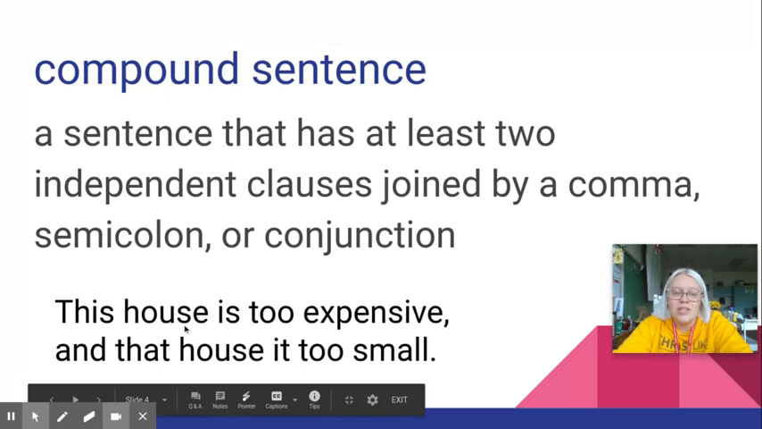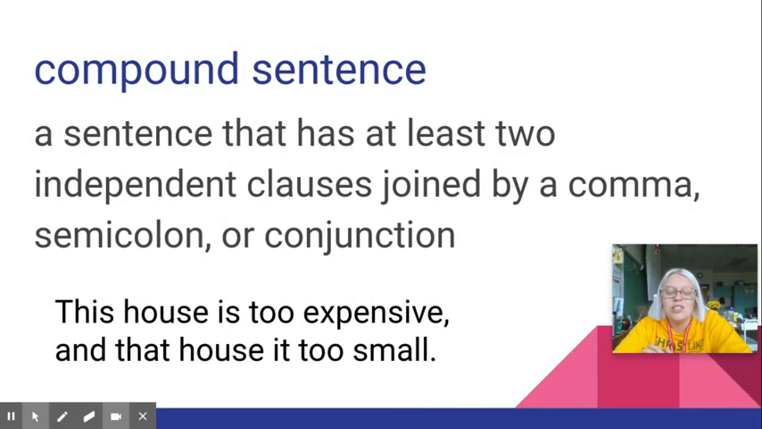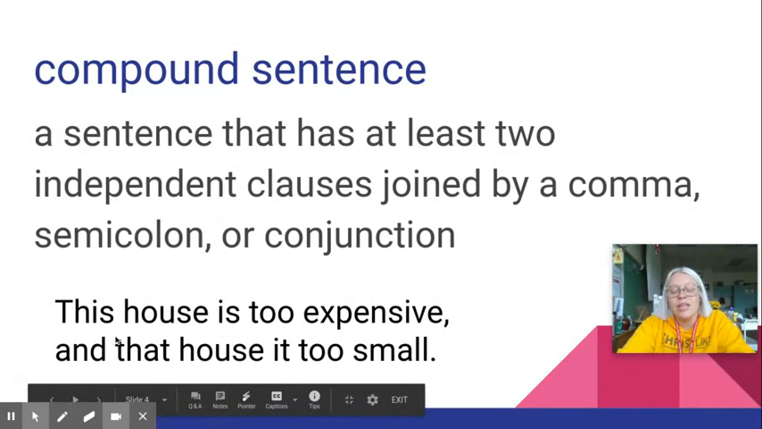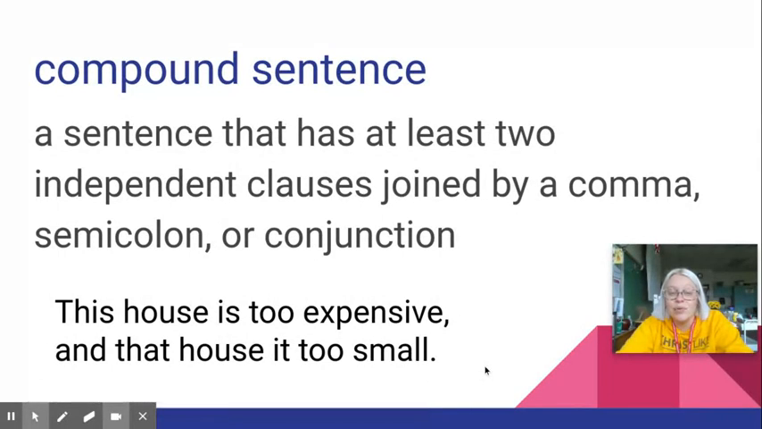So we said how this house is too expensive could be a sentence on its own. And that goes for this too. That house is too small, period. So a compound sentence is like two main thoughts in the sentence that have kind of been pushed together. So we could separate this sentence right here. This house is too expensive, and that house is too small. We could separate it to where both of those sentences would make sense.